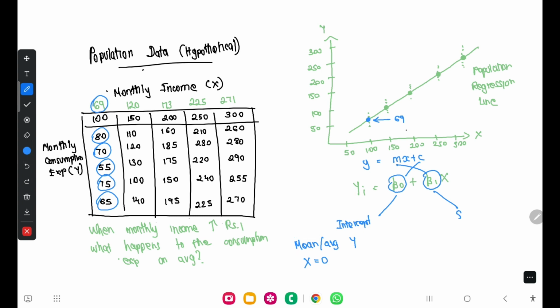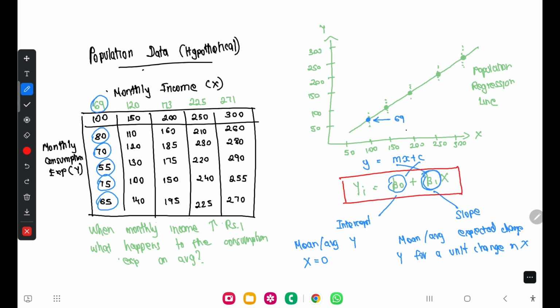Okay. Likewise, slope also you interpret the same way. So we say it's the mean or average expected change in y for a unit change in x. Here again, this value which you have got cannot be observed in the actual data. It's what we have calculated using this average value. So this would be a population regression line: y equals beta naught plus beta 1 x.